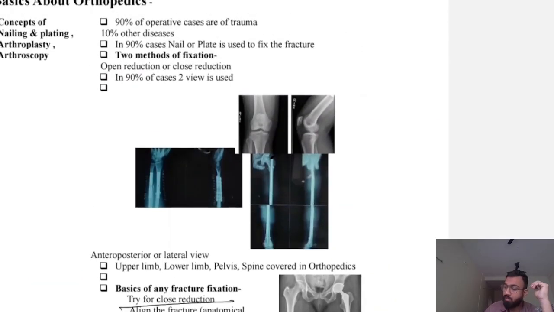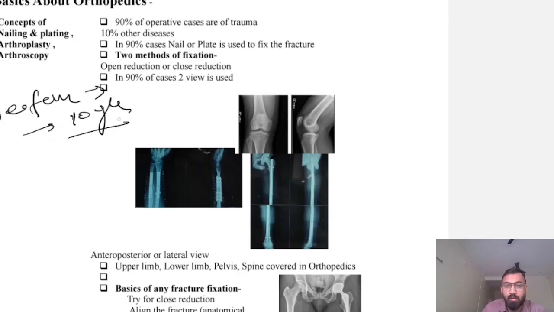Okay, so what is arthroplasty? Arthroplasty is replacement of joint. Let's assume we have a fan in the house. So the fan has a lifespan of 10 years, and we have to replace that fan after that because it gets spoiled.